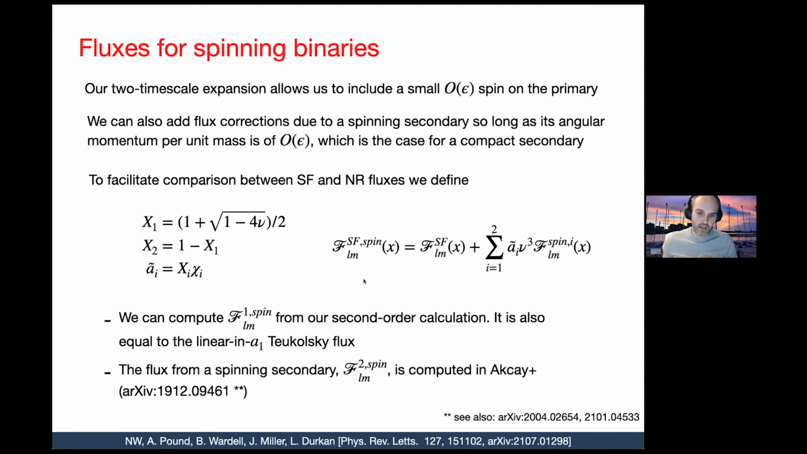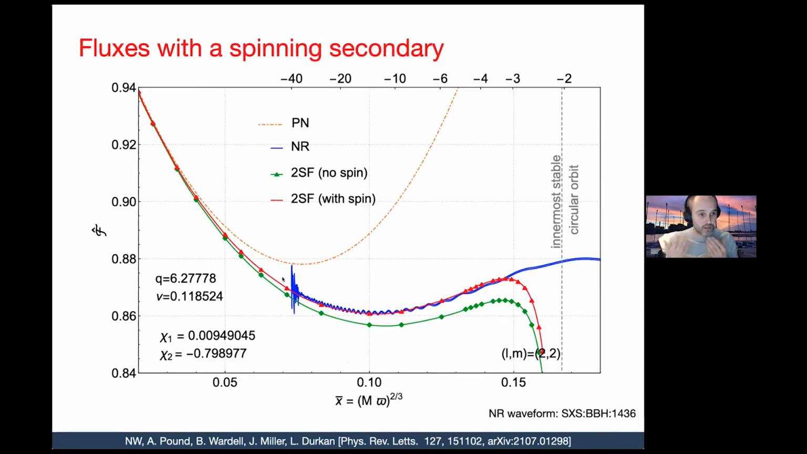When you do that, you can actually also model and capture the flux result for spinning binaries. So here's an example where we have a spinning secondary. Now a mass ratio of roughly 1 to 6, which corresponds to this symmetric mass ratio. The primary has a very low spin on it, and the secondary has a spin of -0.8.